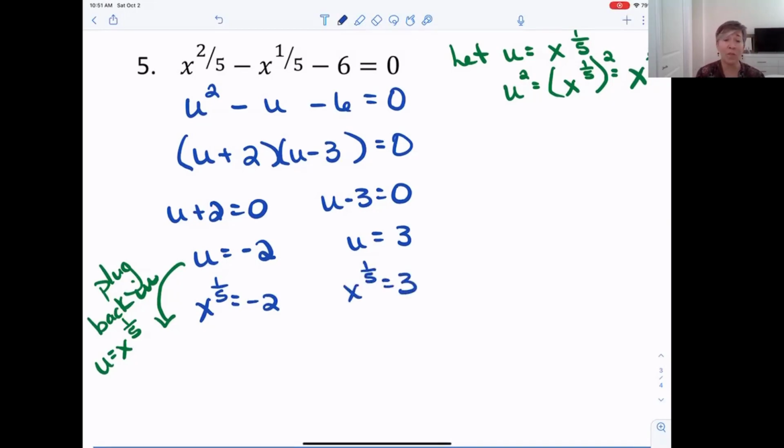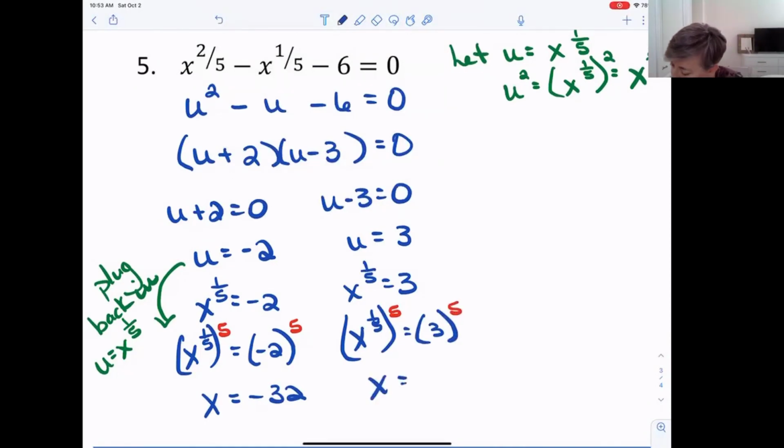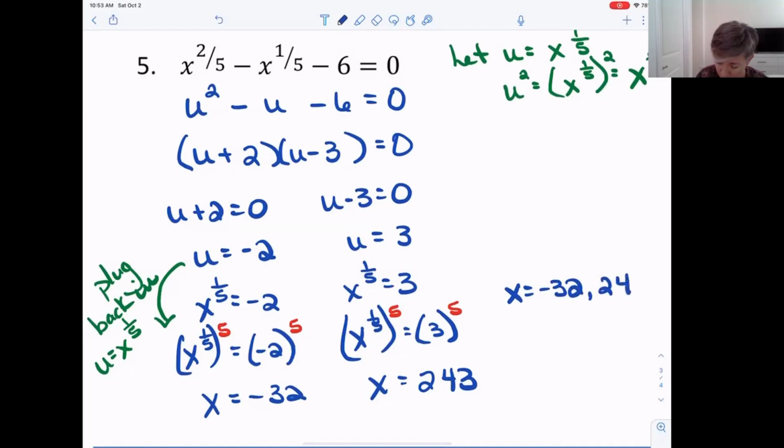So in order to solve these two, we're going to have to take both sides to the power of 5. So the left side would just give us x to the 5/5, which is x to the 1st, and negative 2 to the 5th is a negative 32. And then do the same on the right-hand side. And again, x to the 1/5 to the power of 5 would give us x to the 1st. And 3 to the 5th, after I put that in my calculator, is 243. So this particular example only gave us 2 possible solutions where x equals a negative 32 and 243.